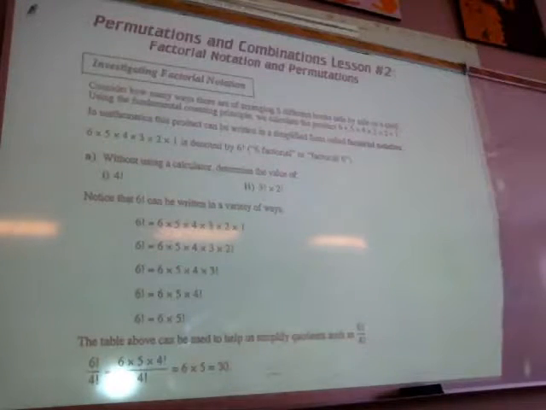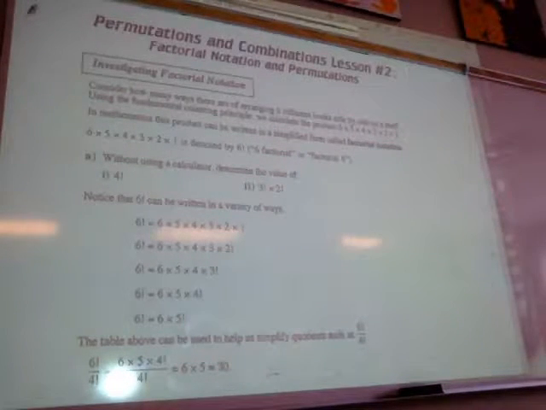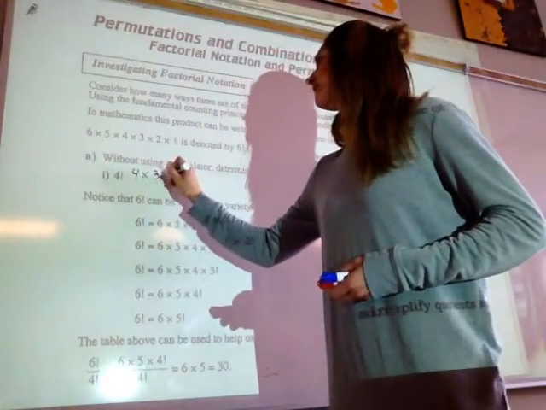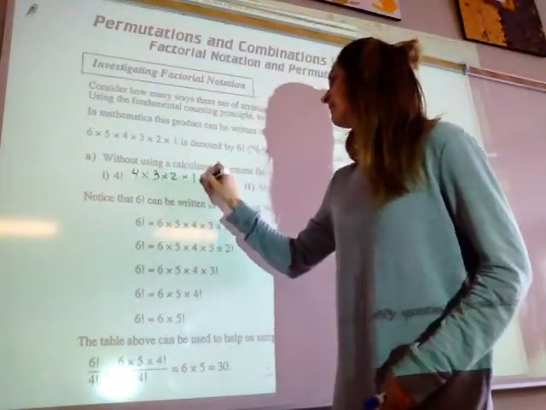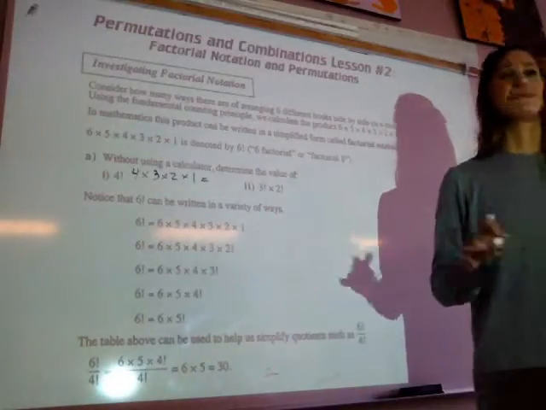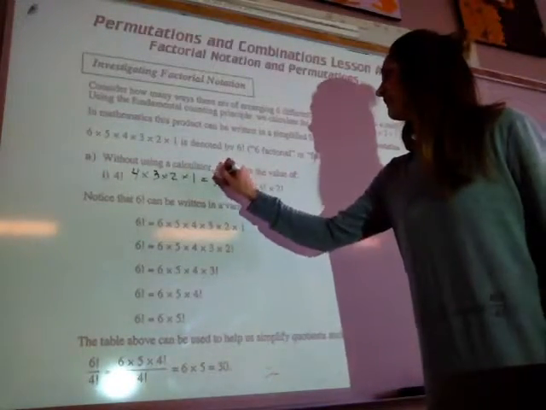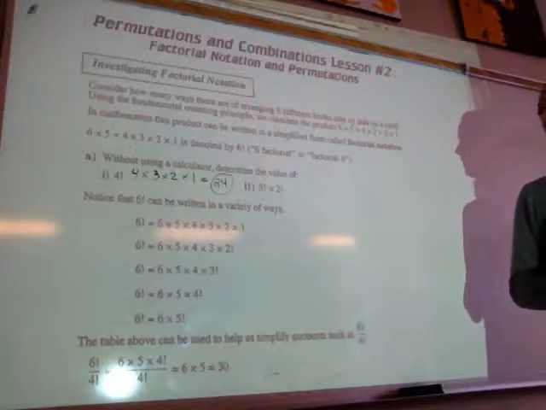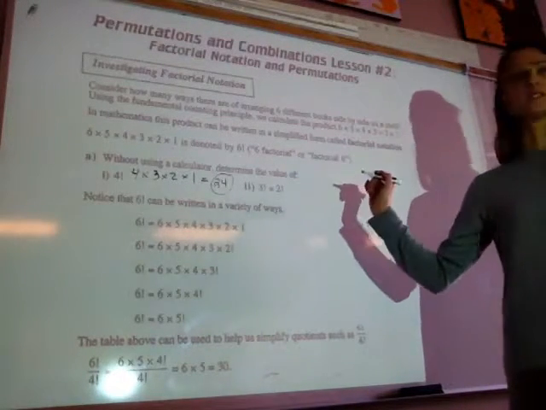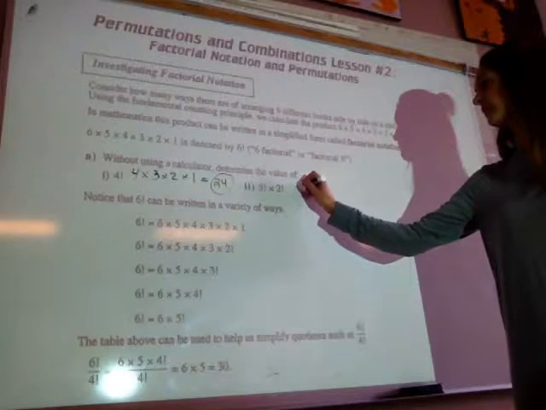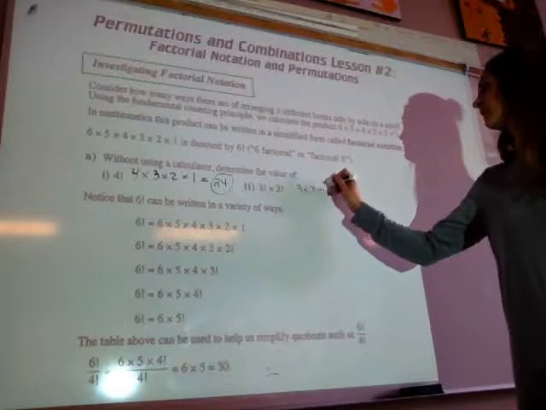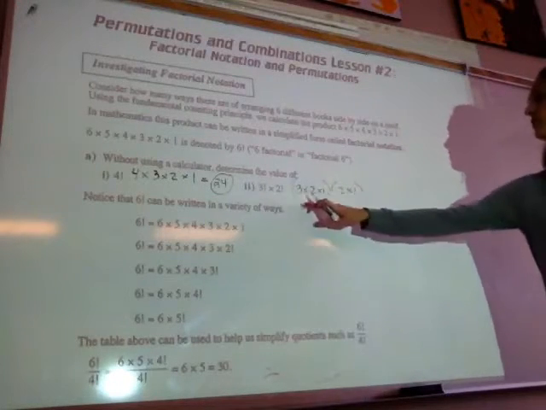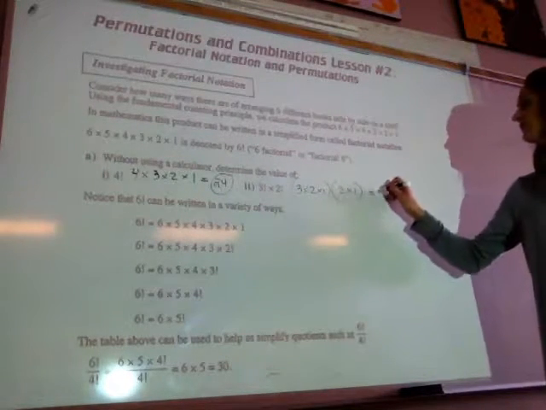Without using a calculator, let's figure out the value of 4 factorial, which is actually 4 times 3 times 2 times 1. 24. Then we're going to go 3 factorial times 2 factorial. So 3 factorial is 3 times 2 times 1. We're going to multiply that by 2 times 1. So we have 6 times 2 is 12.